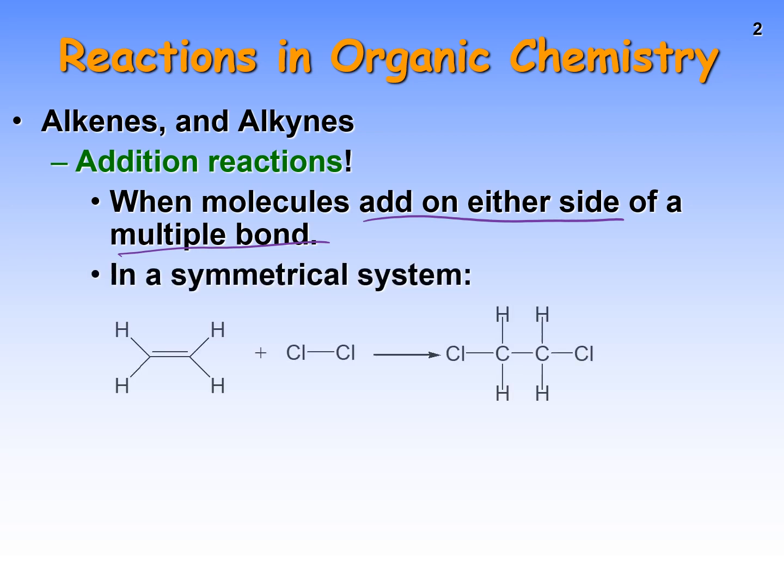So in a symmetrical system, we have something like this, where we have this double bond here, and we have the Cl and the Cl here. They're both very symmetrical, right? 2 hydrogens on this side, 2 hydrogens on this side, a Cl here, a Cl here. So when you do this, you can only form one product with both the reactants being symmetrical.